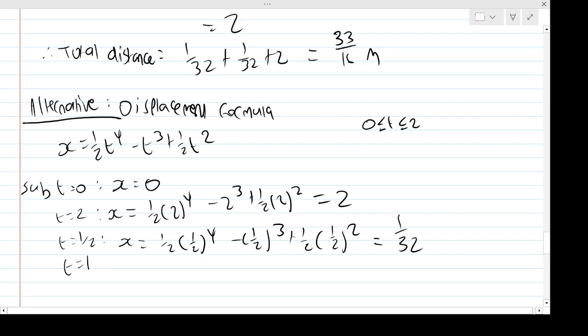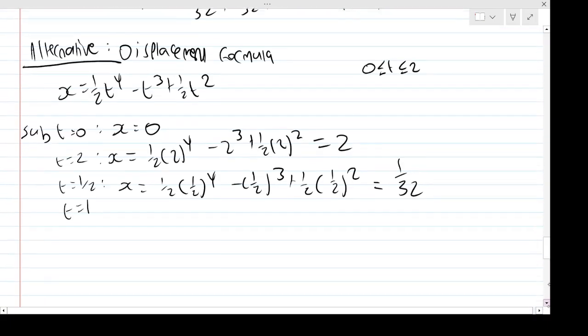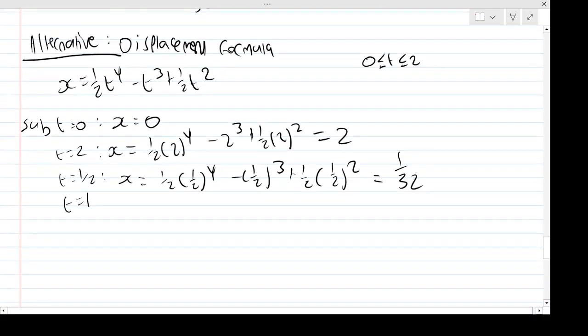So again, recognise the numbers we're getting are the same. The two methods are doing the same thing, really. But they're sort of presented in slightly different ways, okay? And then with t is 1, again, then x is going to be a half of 1 to the 4. And we get 0, okay, and there we are. So those are just the key values I need to consider.